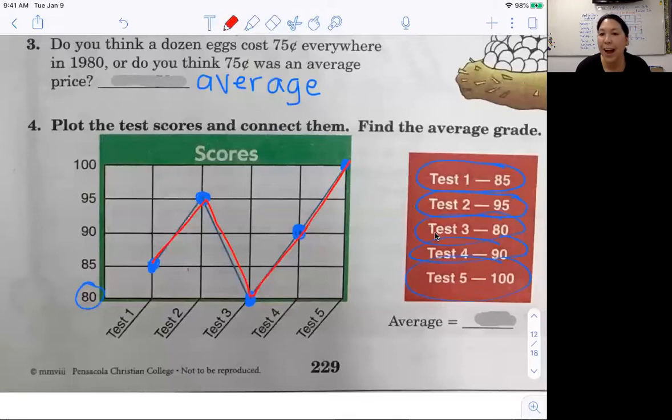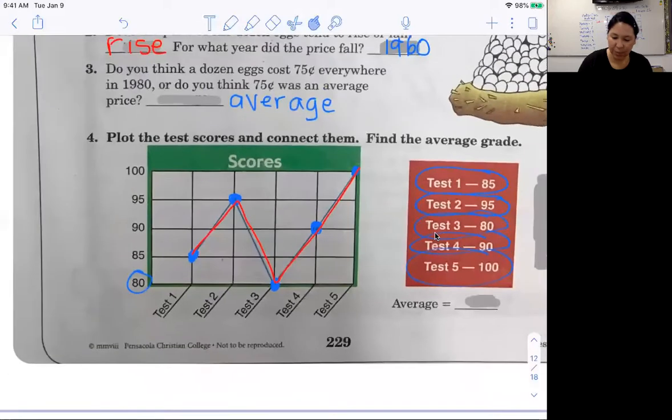Now it says, find the average grade. So this is what we get to do, guys.